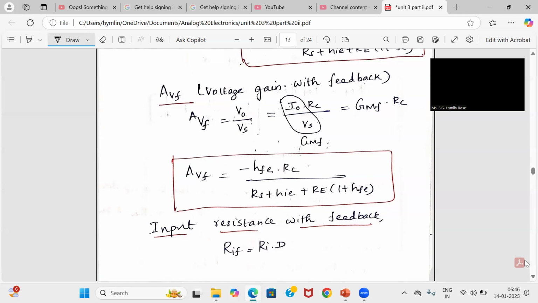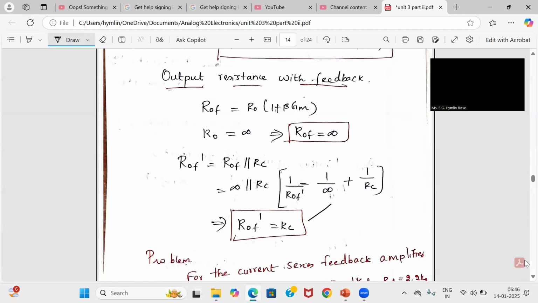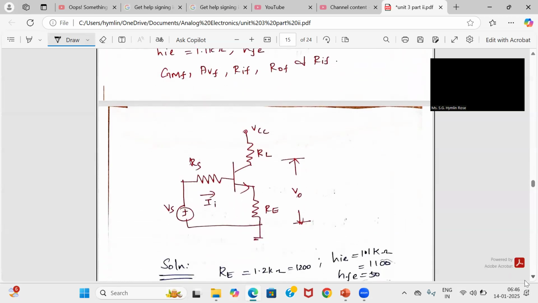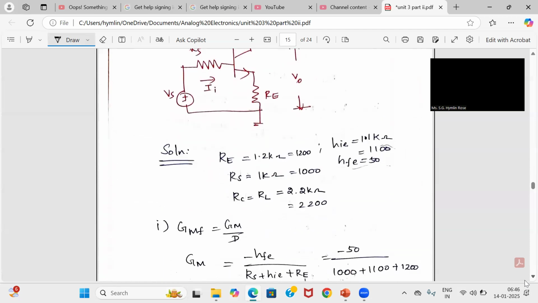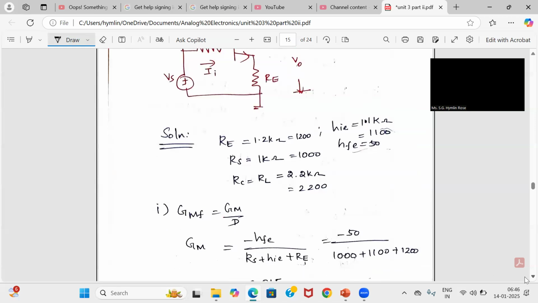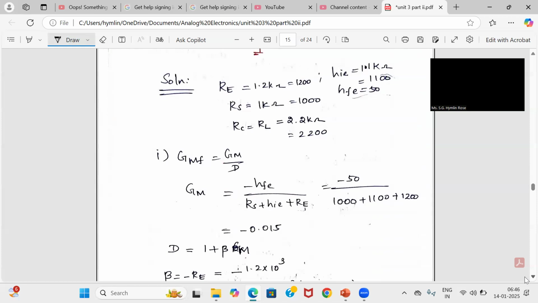Coming to the numericals, you can see that I have used one numerical with these values. For calculating all this, you can directly apply the formulas. So for example, this is the circuit and you have the values here. GMF equal to GM by D, and this formula you have evaluated. So you have the HFE value, RS value, HIE value, RE value. You have to substitute over this and you will be getting the value of minus 0.015.